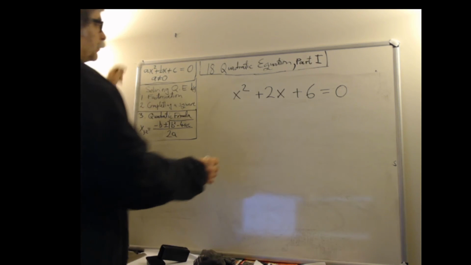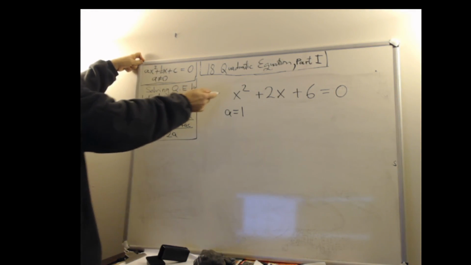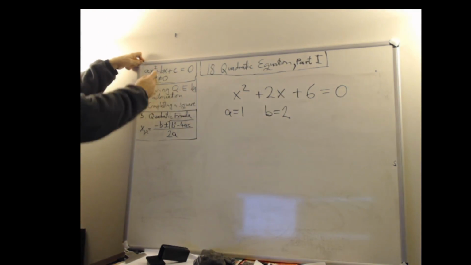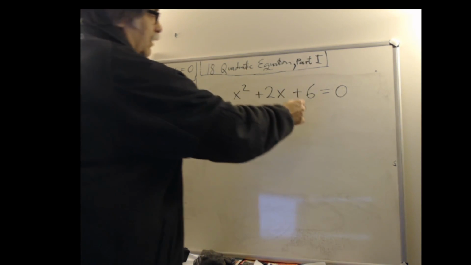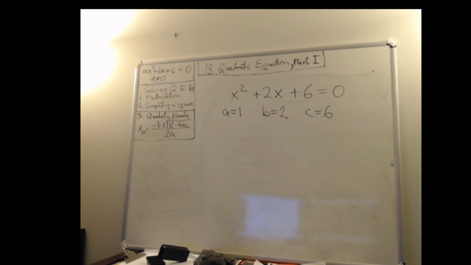What do we have? A is equal to 1. The number of x squared is one of them. B is the number of x's, which is 2. And C is obviously 6. So this is also simple. 3 integers. How hard could this possibly be?